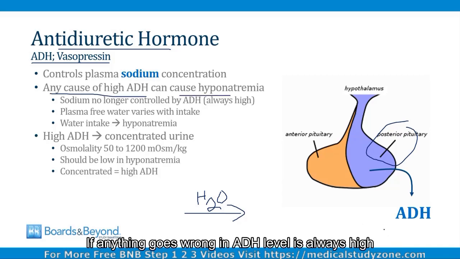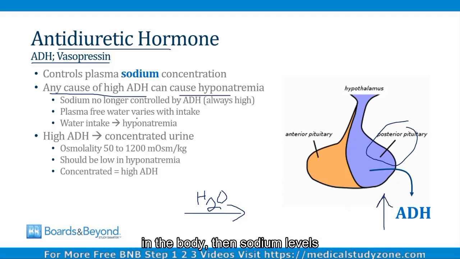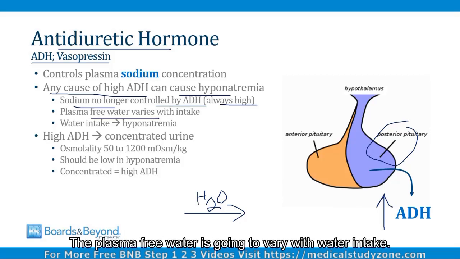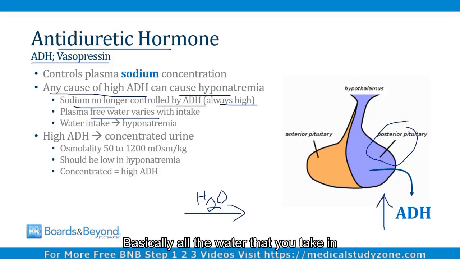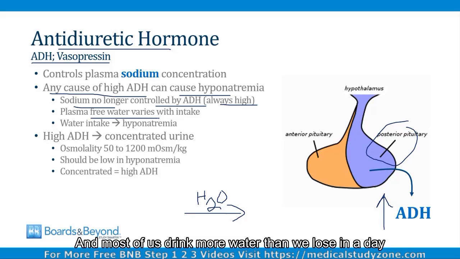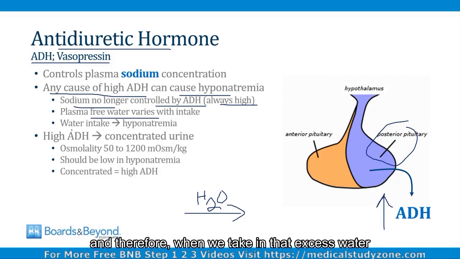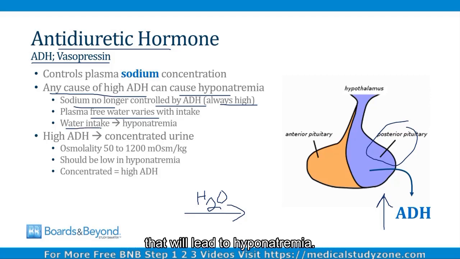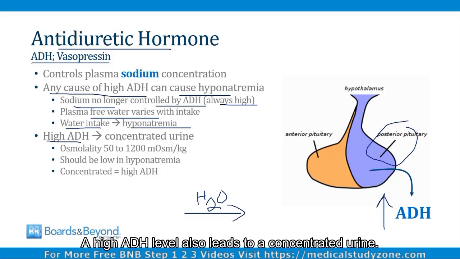If anything goes wrong and the ADH level is always high in the body, then sodium levels are no longer being controlled by ADH because it's always high. The plasma-free water is going to vary with water intake. Basically, all the water that you take in is going to be retained by the kidneys, and most of us drink more water than we lose in a day, and therefore when we take in that excess water, that will lead to hyponatremia. A high ADH level also leads to a concentrated urine.